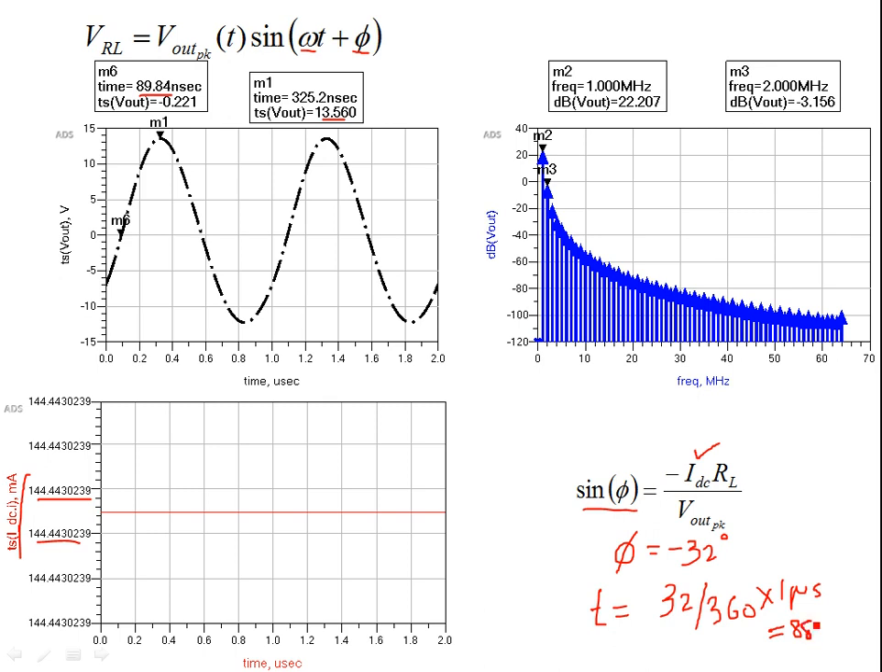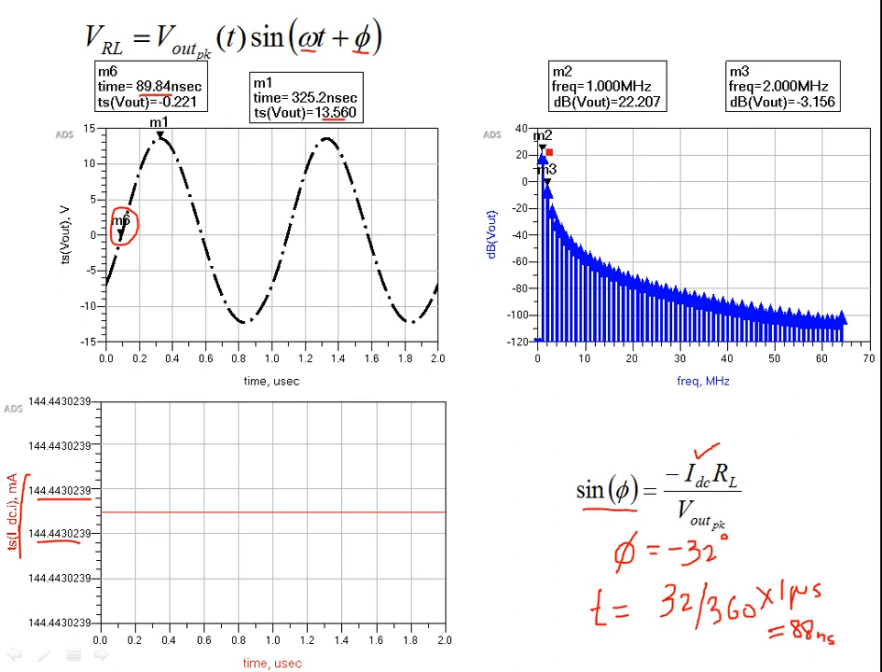88 nanoseconds. And you see this shift is visible over here at the start. You see this marker M6 is over here, and this shows a phase shift of about 89.84 nanoseconds, which is expected. This is the phase shift in the output voltage at the load, and similarly the same phase shift comes at the load current IRL.